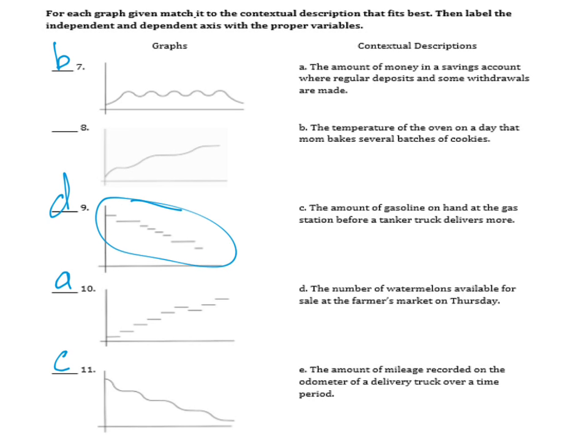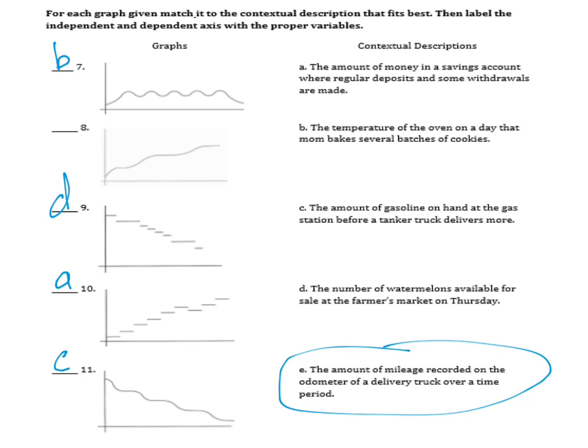Either those watermelons are for sale or they're not. And so it's going to be instantaneous there. It's got these jumps in values here. It's discrete. And then E, the amount of mileage recorded on the odometer of a delivery truck over time.